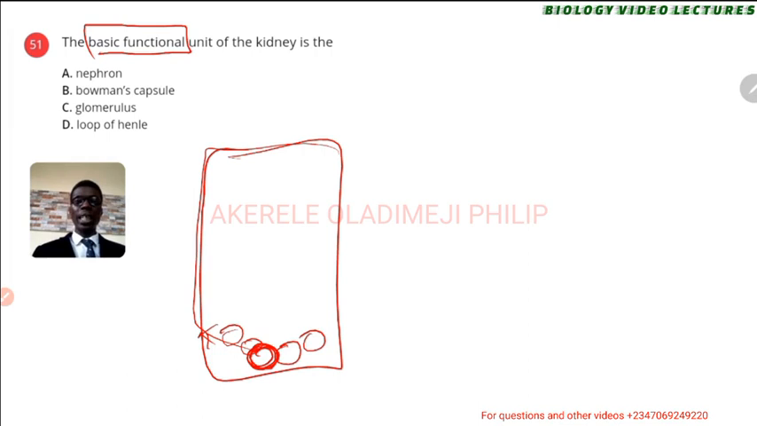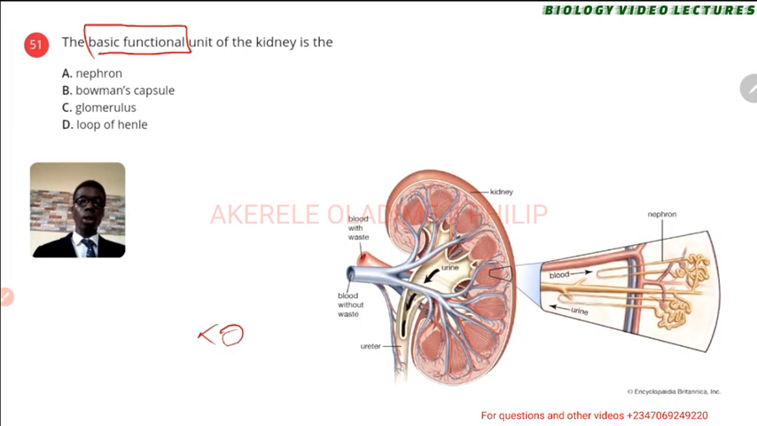So in this case, the structure that does what the kidney does, or that makes up the kidney, is the nephron. So the answer is nephron, option A. You can see, all of the kidney is made up of nephrons majorly. And what does the nephron do? It's the one that does the filtering of the blood and some other things like that.